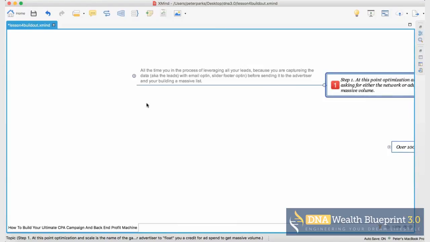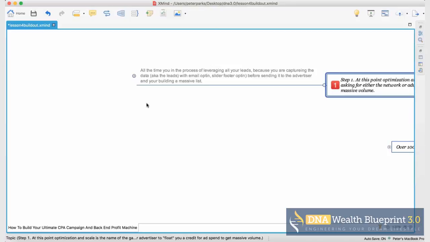At the time of you doing this, you need to be able to get credit terms. You need to be able to get float because you want to be able to scale. The reason why you want to do this is because you need to leverage all of the leads that you're collecting, because you're capturing data. That means you built, like I said, an email list.